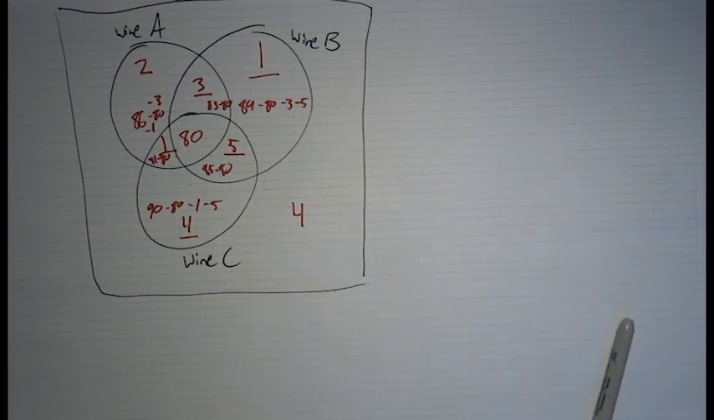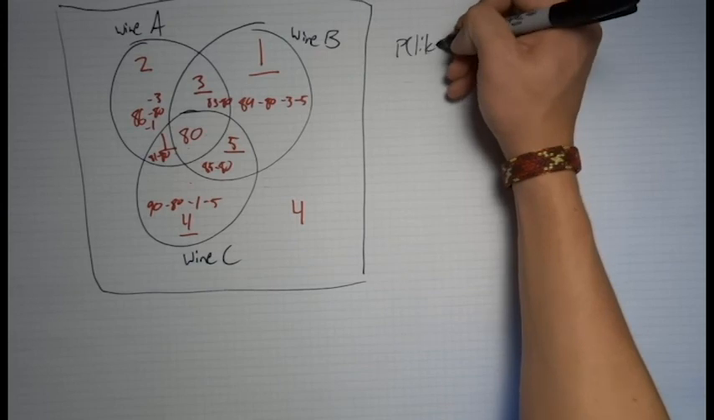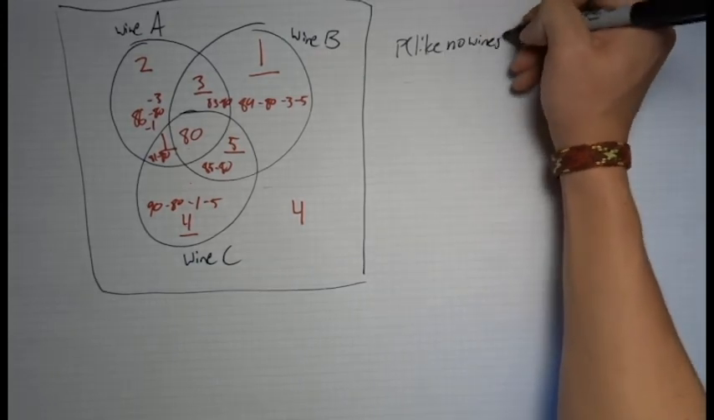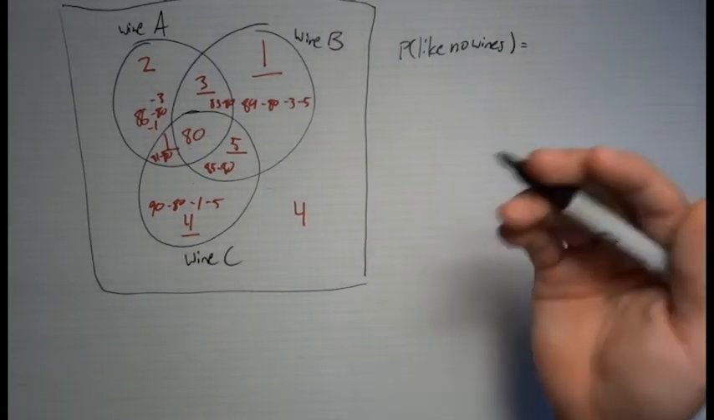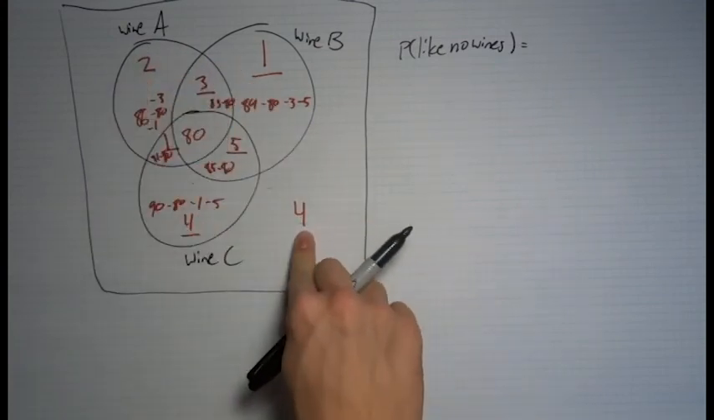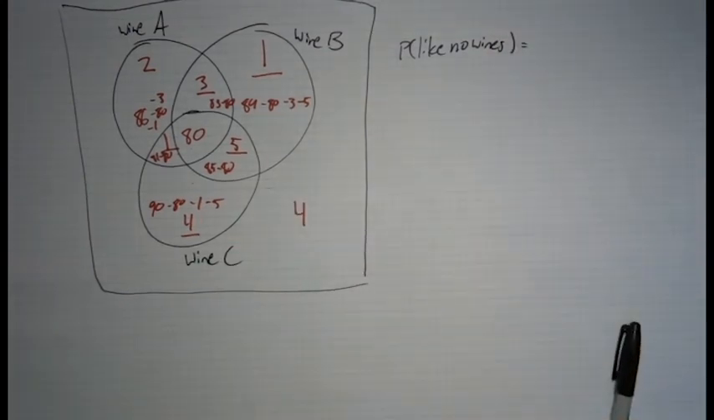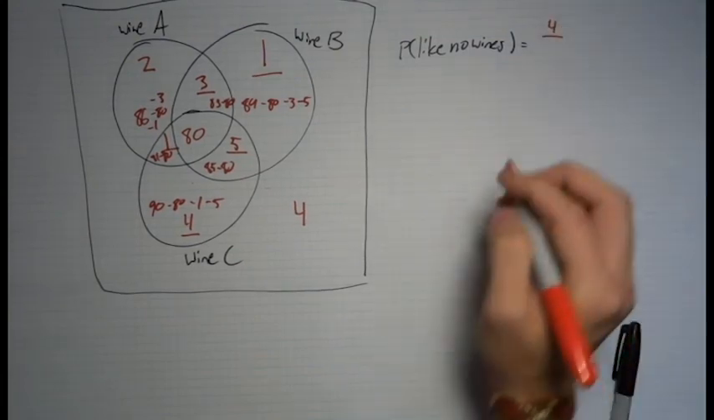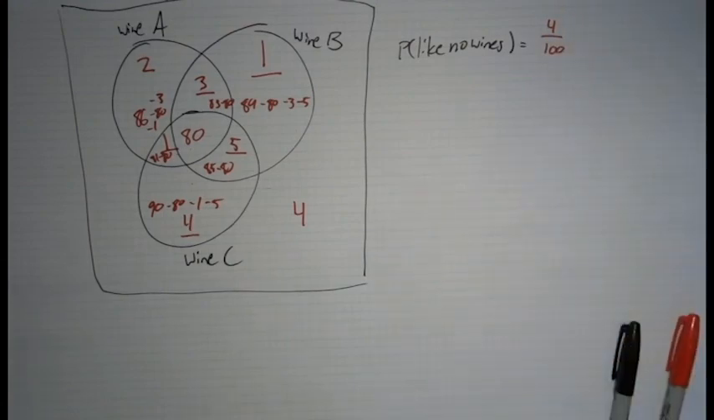All right. Next, it follows up with some questions. The probability that they like none of the 3 wines. Like no wine. All right. So for probability, we're going to be doing the number of desired outcomes divided by the number of total outcomes. So for our problem right here, there are 4 people that don't like any of the wines. So that's going to be our number of desired outcomes. So our answer is going to be 4 divided by our number of total people, which is 100. And you guys can simplify that, so I'm not going to.